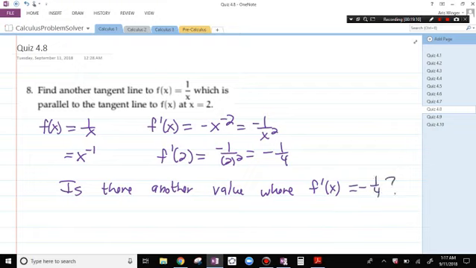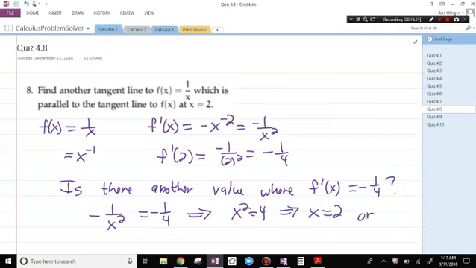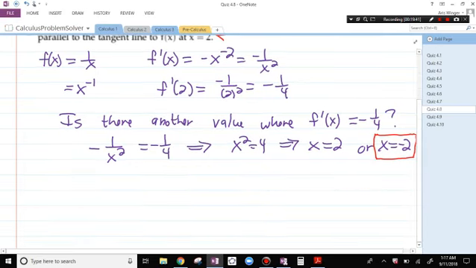But f prime of x is minus 1 over x squared, so minus 1 over x squared is equal to negative 1 over 4. When we flip both sides and drop the minus signs, x squared is equal to 4, and it's when x is equal to 2 or x is equal to negative 2. Well, we already had the 2 that was given, and so the other place where the derivative is the same is at negative 2. And so we need the value at negative 2, so f of negative 2 is negative 1 over 2.